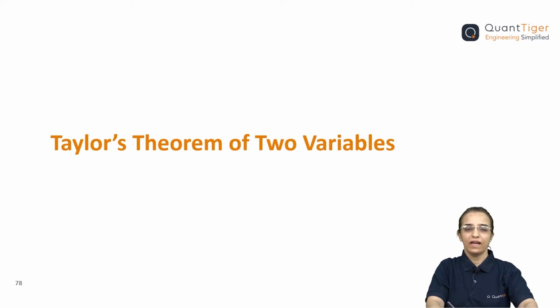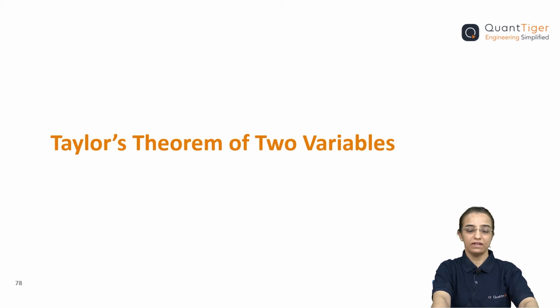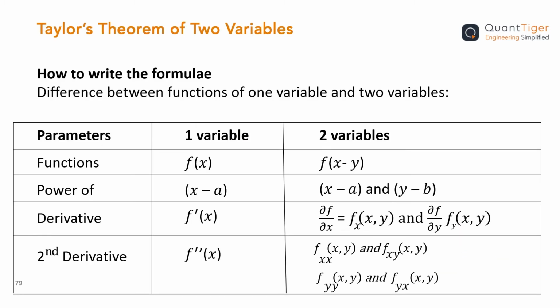Hello everyone, in this video we will be learning about Taylor's theorem in two variables. Before this we have learned about Taylor's theorem in one variable. It is quite similar to that. Here instead of x there will be two variables which we will be using, and according to that we will modify the theorem, Taylor's formula, and we will implement it by using two variables.